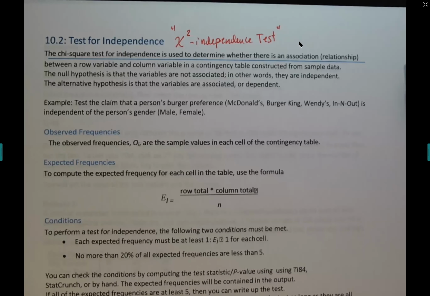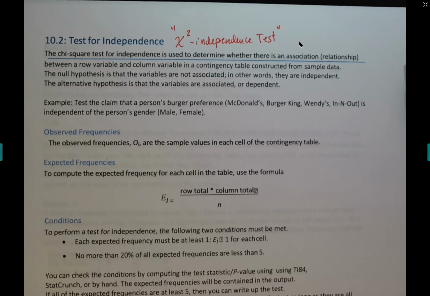So, test for independence. If you want to check whether two variables are related, whether they have a relationship or not, you do this kind of test, which is called a chi-square independence test. This test is used to determine whether there is a relationship between two variables. Now, the way you state the null and the alternative hypothesis, actually, you're going to like that.